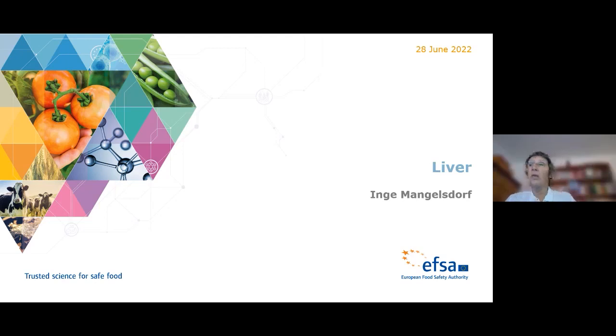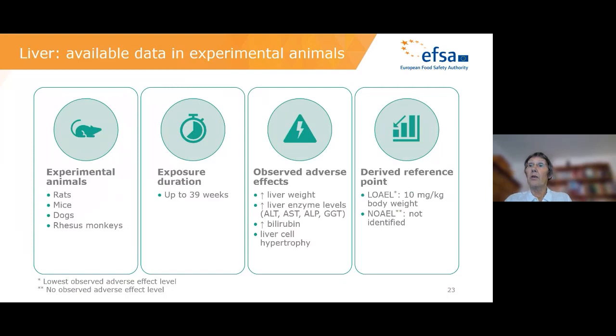So the liver is an important target of CBD toxicity. I will give you some examples. Please, can I have the next slide? We have several studies on different animal species, including rats, mice, dogs, and rhesus monkeys, with up to 39 weeks duration. And we know that effects in the liver comprise increases in liver weight, hypertrophy of liver cells, and increased levels of liver enzymes in plasma as indicators of liver toxicity.